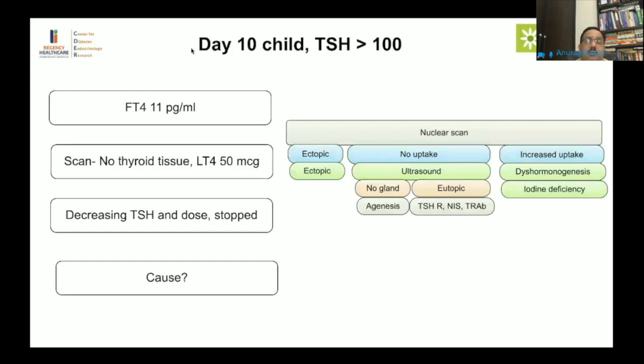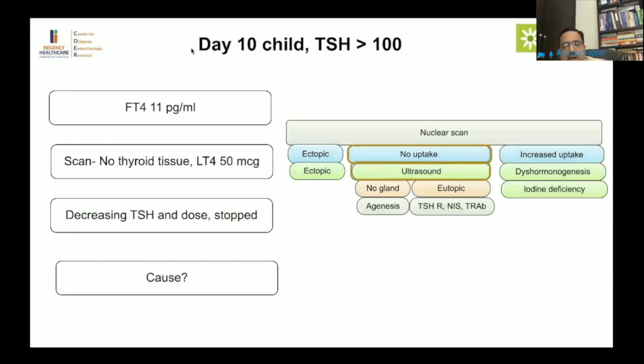This is known as apparent athyrosis, and the most common cause of apparent athyrosis in our setting, which is reversible, is the transplacental passage of TSH receptor blocking antibody. So mothers with hypothyroidism have the TSH receptor blocking antibody, which crosses the placenta, and therefore blocks the TSH receptor. There is hypothyroidism which is reversible, which improves after some time, and also along with that we see that there is no thyroid tissue on radionuclide scan. So if we have a child who presents with congenital hypothyroidism and the nuclear scan shows no uptake, it is not the end of the story.